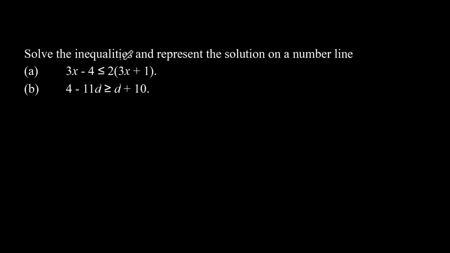Solve the inequalities and represent the solution on a number line. The first inequality is 3x minus 4 is less than or equals 2 into 3x plus 1. And the second one is 4 minus 11d is greater than or equals d plus 10. So let's start solving first before representing our answer on a number line.